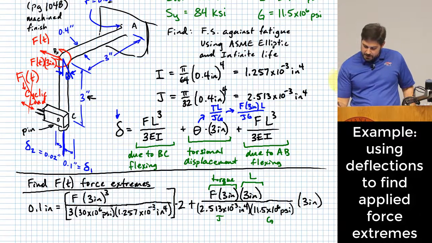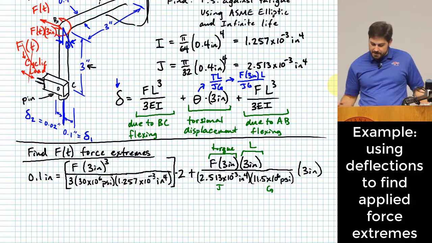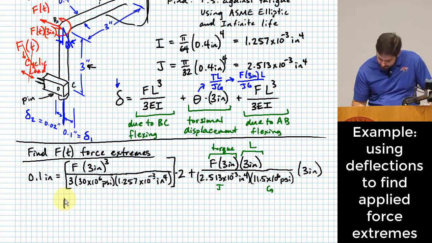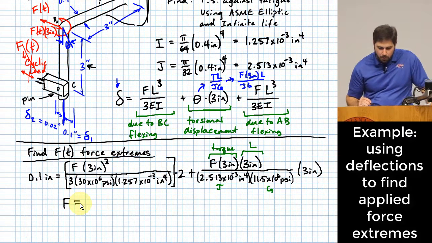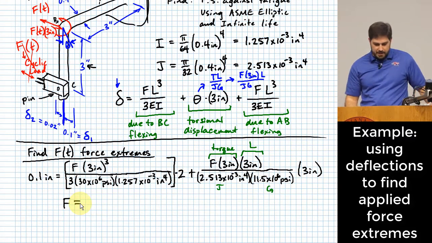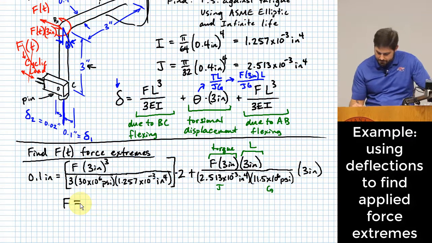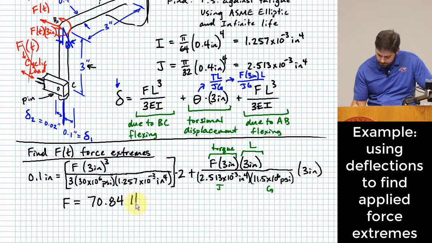All right, so this is all an equation that is set up in terms of F. It's our one variable, which means we can solve for F. And so that I don't bore you, I won't actually punch those in and solve for them. What I get is 70.84 pounds.